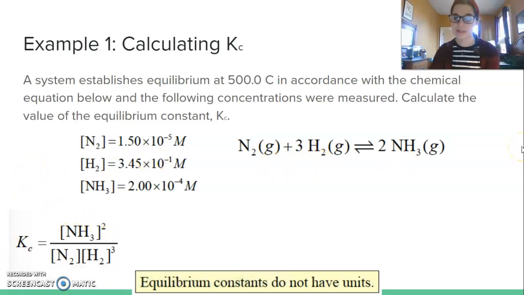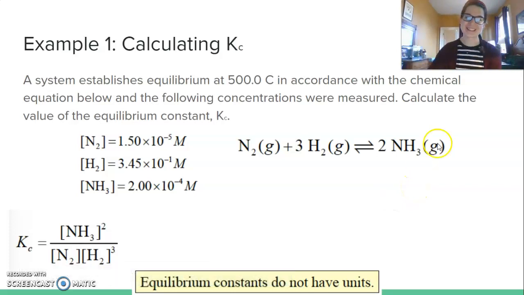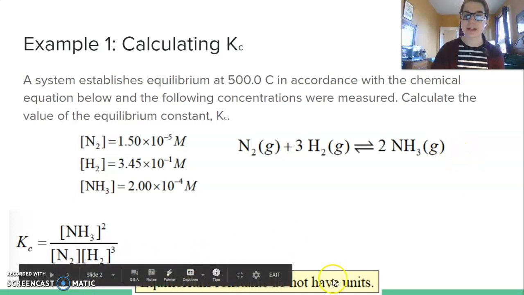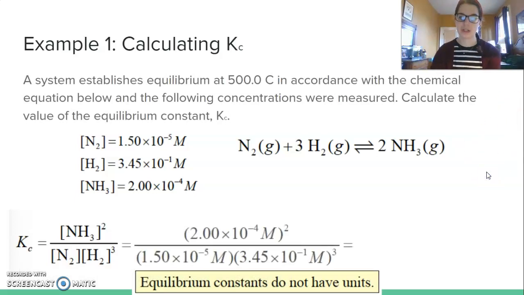From here, it's just simply plug and chug. So we're going to plug in the concentration of NH3, the concentration of N2, and the concentration of H2. And remember, we have to square the concentration of NH3 and cube the concentration of H2. Equilibrium constants do not have units, so all units end up canceling out. So that's really simple and easy. If we plug and chug here, you should end up with a Kc value of 6.49 times 10 to the negative 2. And again, there is no unit associated with that.